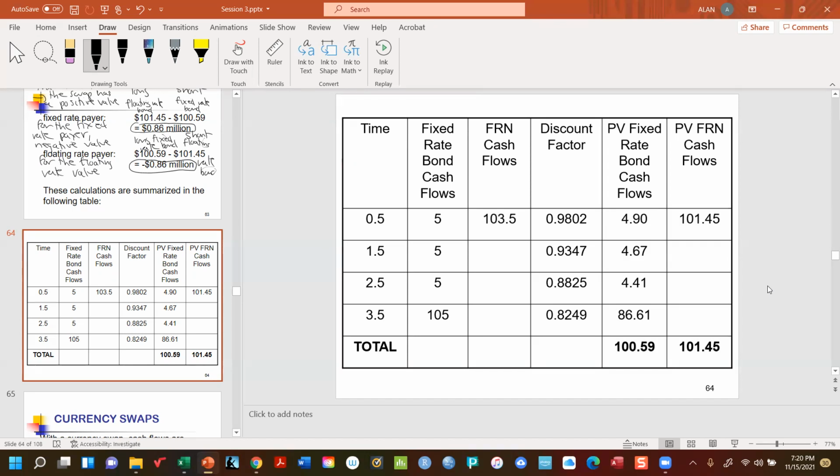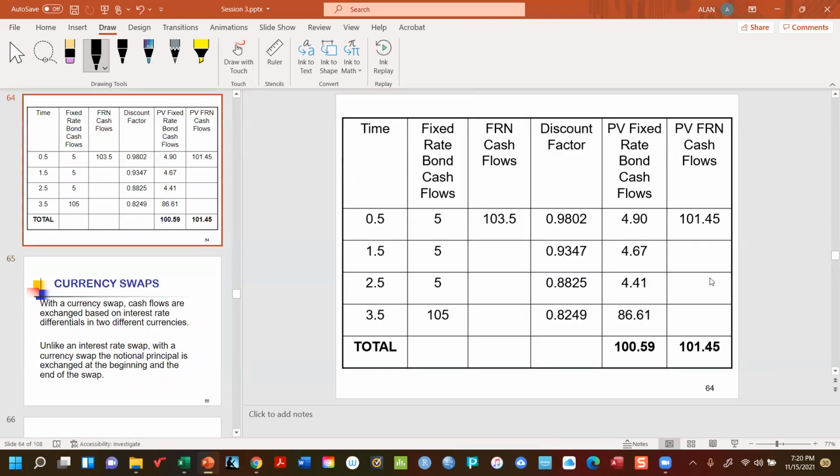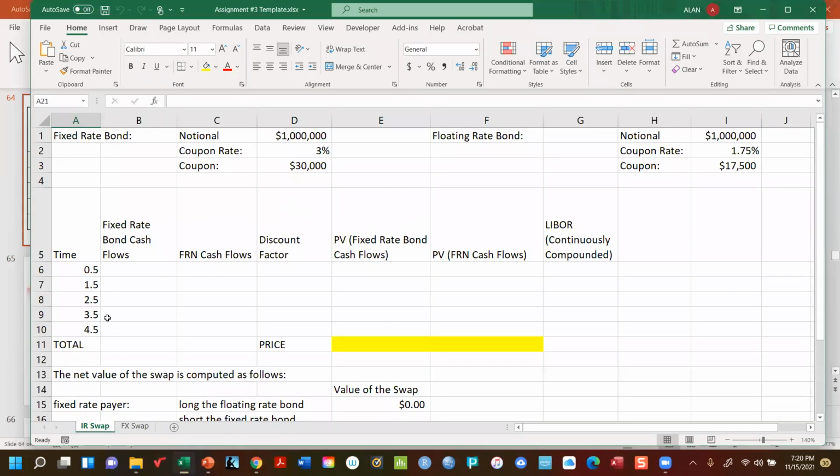All right, so finally, at last, we can use Excel. This is what we've been dying for quite a while. All right, so let's go back to our spreadsheet now. This is the interest rate swap. All of the constants are listed here.